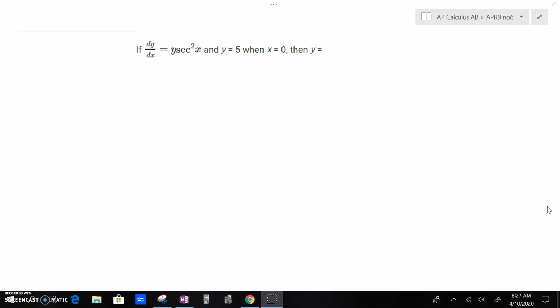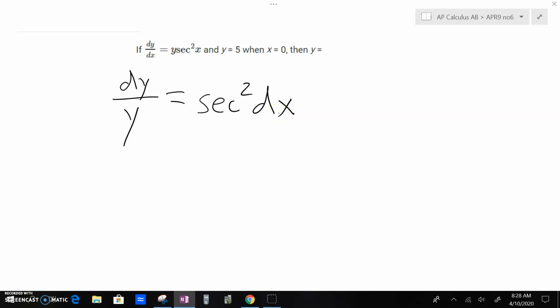So we've got a separable, which means we need to get the y's together. So I'm going to do that by dividing both sides by y. And then I'm just going to leave the secant squared of x sitting there on its own and move over the dx. So that would be separating the variables. From this point, then what we need to do is integrate both sides. So we're going to integrate left and right.